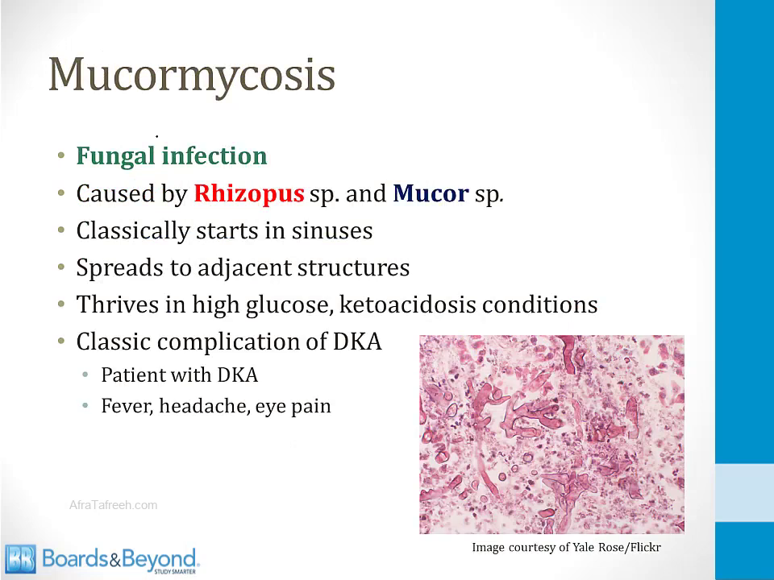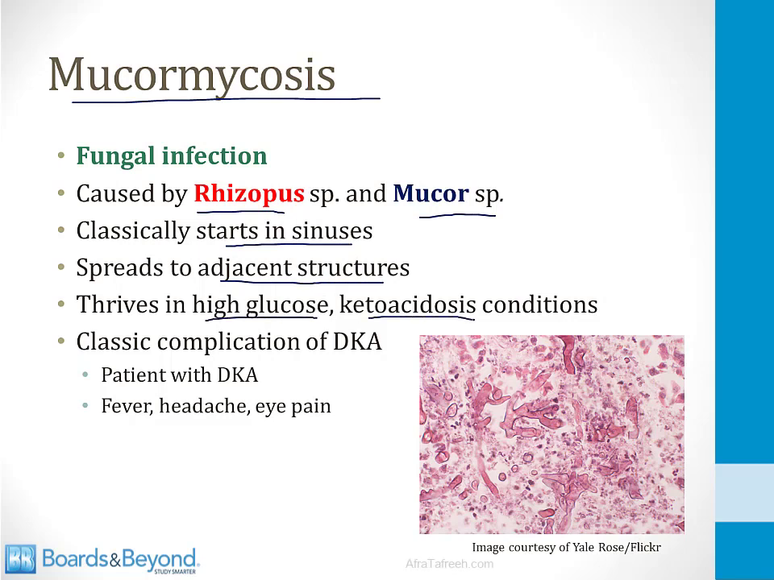Another rare complication of DKA that you should know about for your boards is the fungal infection called mucormycosis. Mucormycosis is caused by a species of fungi called Rhizopus or mucor. Classically, this infection starts in the sinuses and spreads to adjacent structures. The reason this is common in DKA is because these fungi thrive in the high glucose ketoacidosis conditions. So the classic way for this to complicate DKA is for a patient to have DKA and then in the recovery phase develop a new fever, headache, and eye pain. That patient may have the infection mucormycosis.